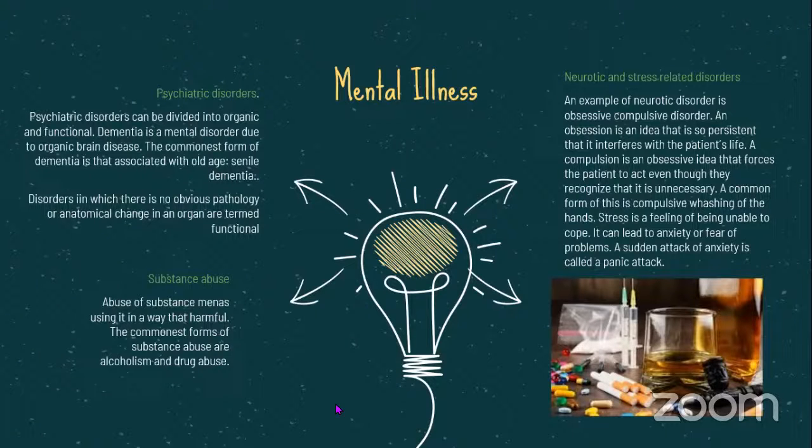Substance abuse. Abuse of a substance means using it in a way that is harmful. The common forms of substance abuse are alcoholism and drug abuse. Neurotic and stress-related disorders. An example of a neurotic disorder is obsessive compulsive disorder, and an obsession is an idea that is so persistent that it interferes with the patient's life. A compulsion is an obsessive idea that forces the patient to act even though they recognize that it is unnecessary. A common form of this is compulsive washing of the hands. Stress is a feeling of being unable to cope. It can lead to anxiety or fear of problems. A sudden attack of anxiety is called a panic attack.